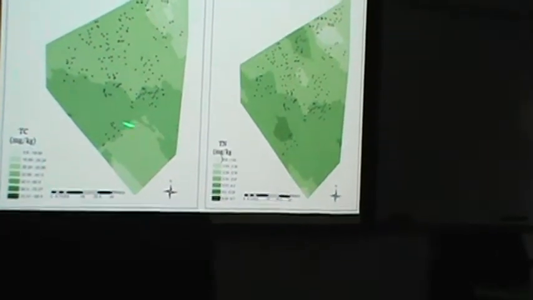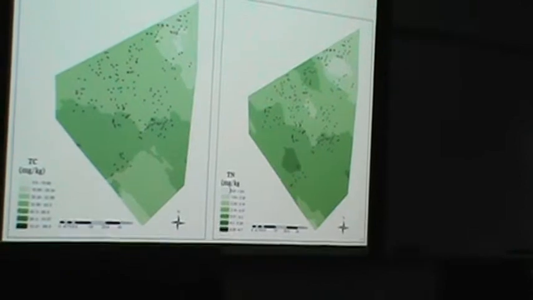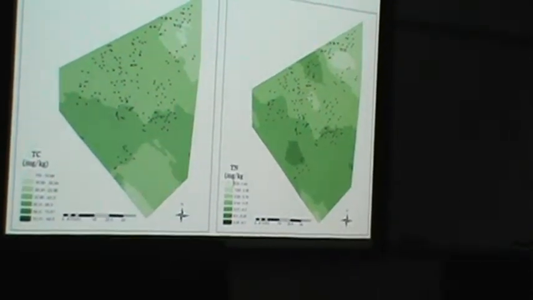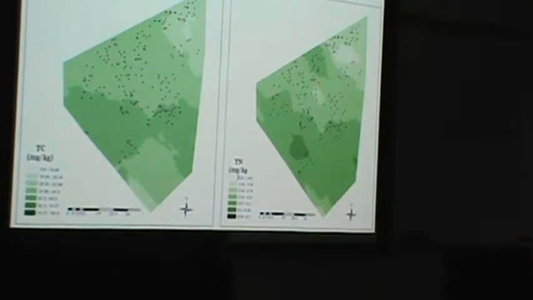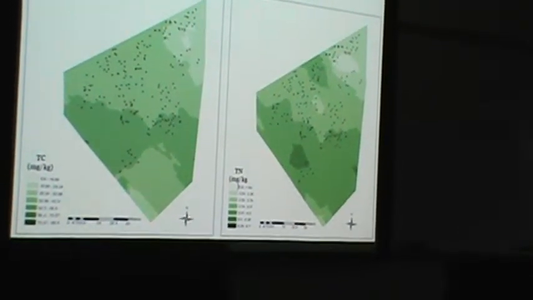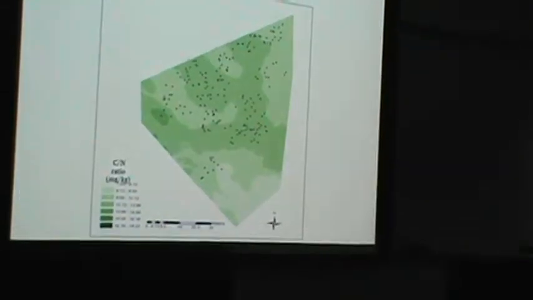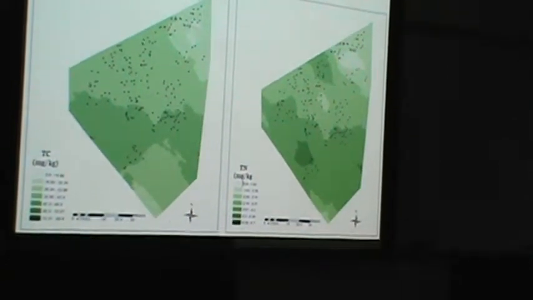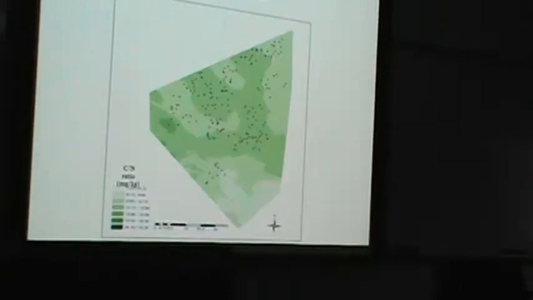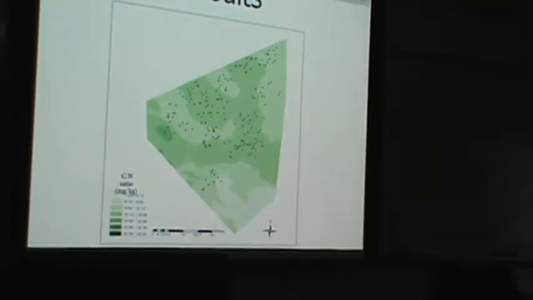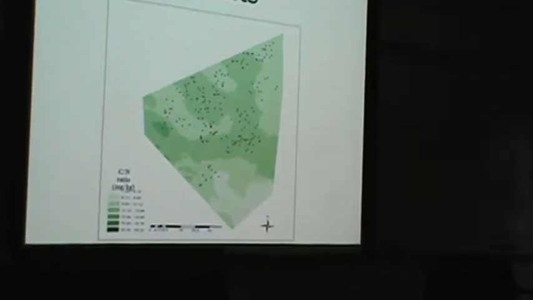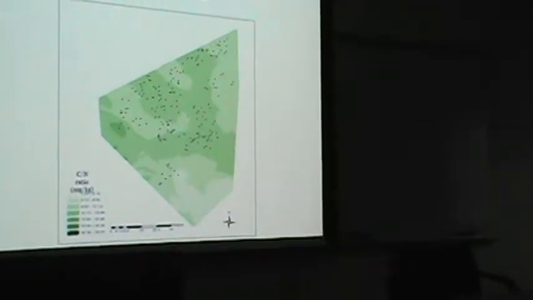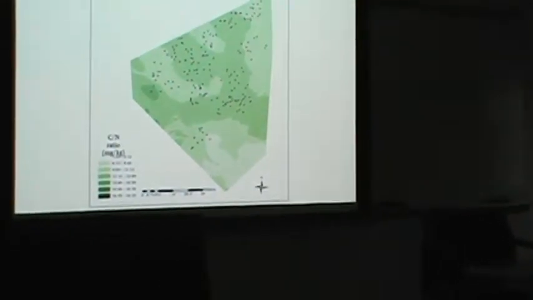This map shows total carbon and total nitrogen, and total carbon indicates that there's less distribution of carbon in the sampling area. The total nitrogen map indicates basically the same thing, but as you see, a greater amount of total nitrogen is present. This is a map of carbon to nitrogen ratio, which seems to be a little scattered because of the measurements of both carbon and nitrogen.